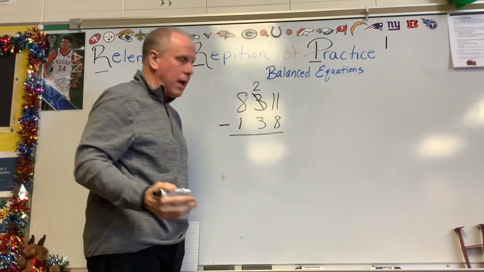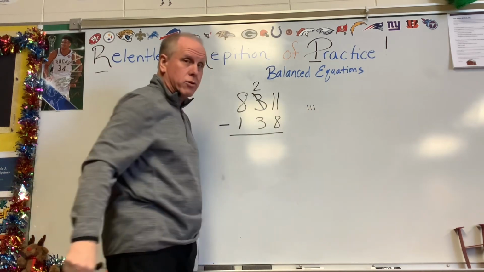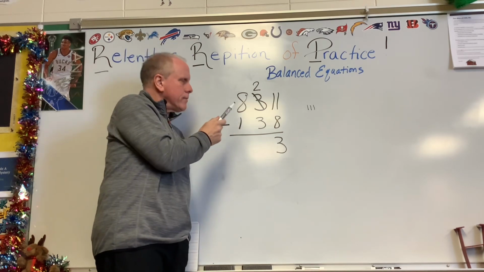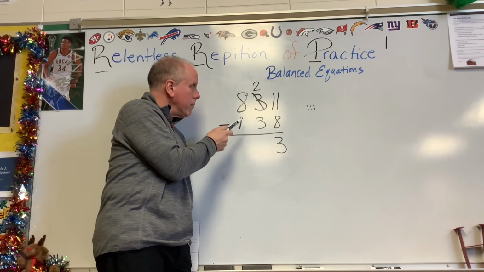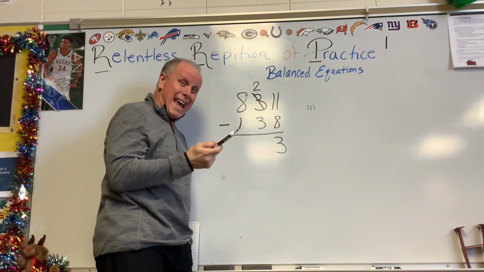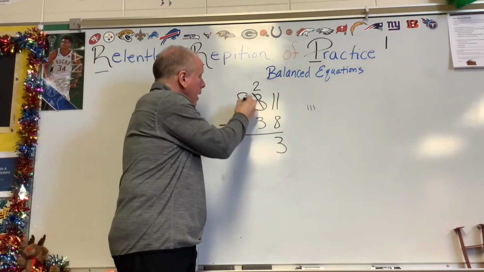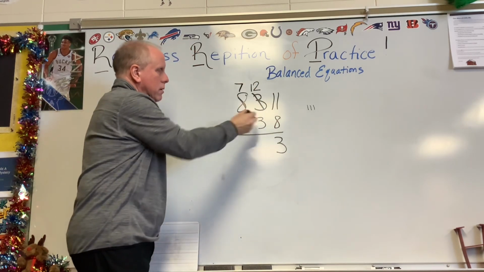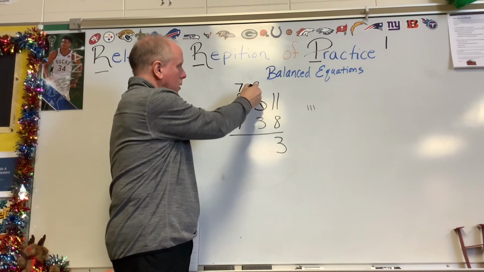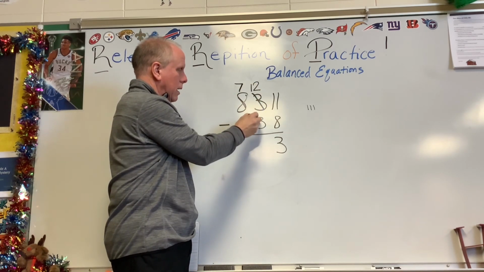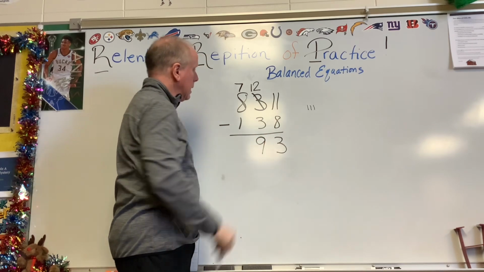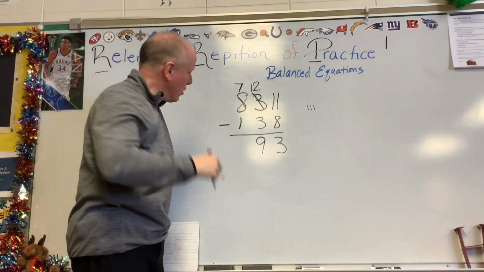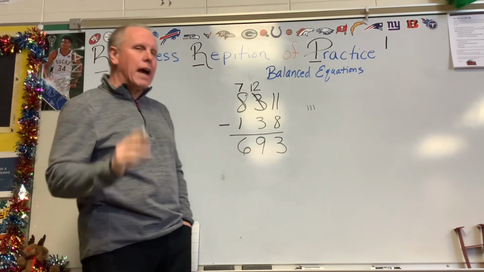11 minus 8. We count up: 8, 9, 10, 11, right? So 3 is our answer. If I'm at 3 but you only have 2, I can't do that, so I've got to go over here. That becomes a 7, but I bounce that up. 12 minus 3: 12, 11, 10, 9. Okay, 9. And 7 minus 1, yeah, thanks for yelling it out. You're right, it's 6. So we have 693.